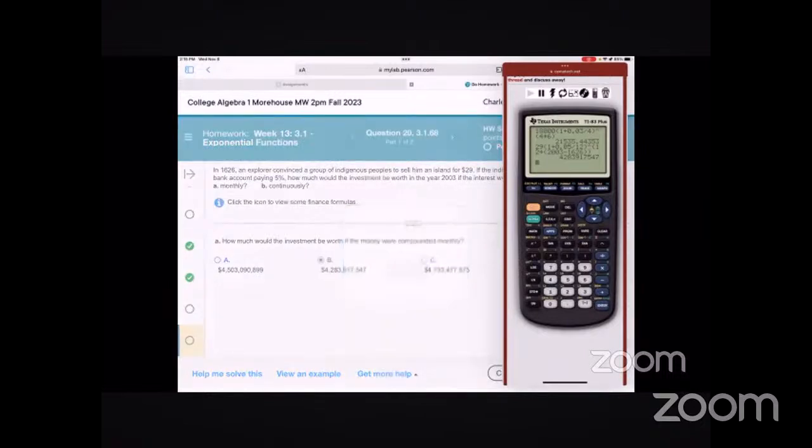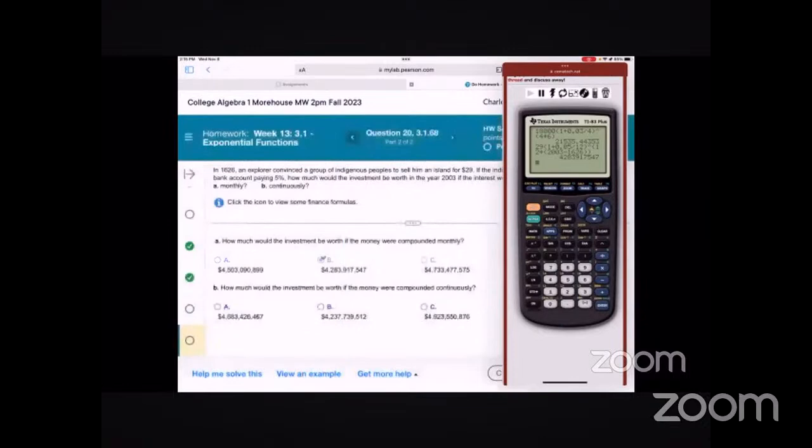And then for part B, because it's continuous compound interest, that means we use PERT, A equals P e to the rt. So then our principal is 29. So again, we're starting with $29 times e to the rate, which is 5%, so 0.05, times the difference of those years, right?